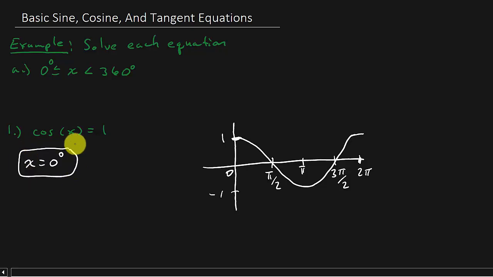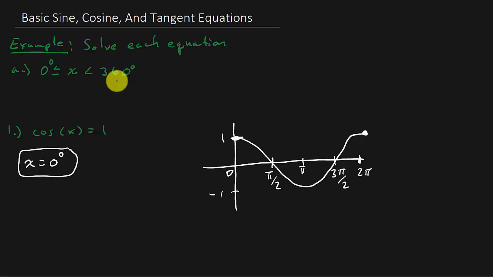Now, you might be thinking that's not the only answer, because cosine equals 1 out here at 360 degrees too. Yes, that's true, but notice what this says up here: x is less than 360, so 360 is not included. If this were a less than or equal to, then you would include the 360. A lot of times in the directions, the 360 is not included. So our only solution is 0 degrees.